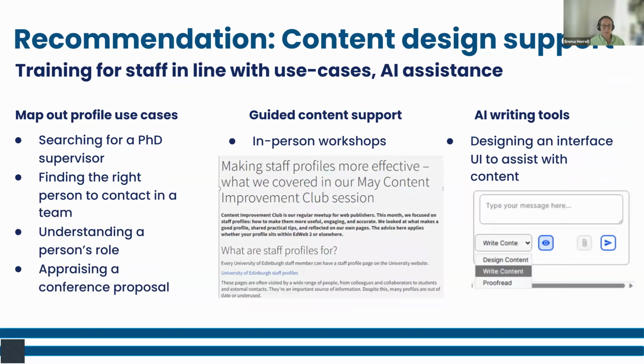And the last bunch of recommendations really related to content design. So it was acknowledging that no matter how good the tech is, people still need to write about themselves and to tell the world what they're doing. So my team, with its content design strength, are rolling out a piece of work to map out use cases and scenarios, taking inspiration from the one that research project addressed about attracting prospective PhD students. So mapping out how we can support profile owners to write their content appropriately.